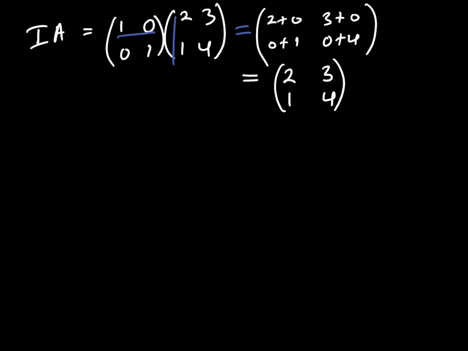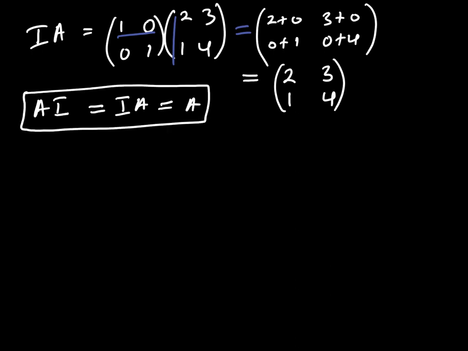So what do we conclude? We conclude that A times an identity matrix is the same thing as the identity matrix times A, and that gives us the matrix, which is A. And this property is really very important in matrices. We're going to use it somewhere.